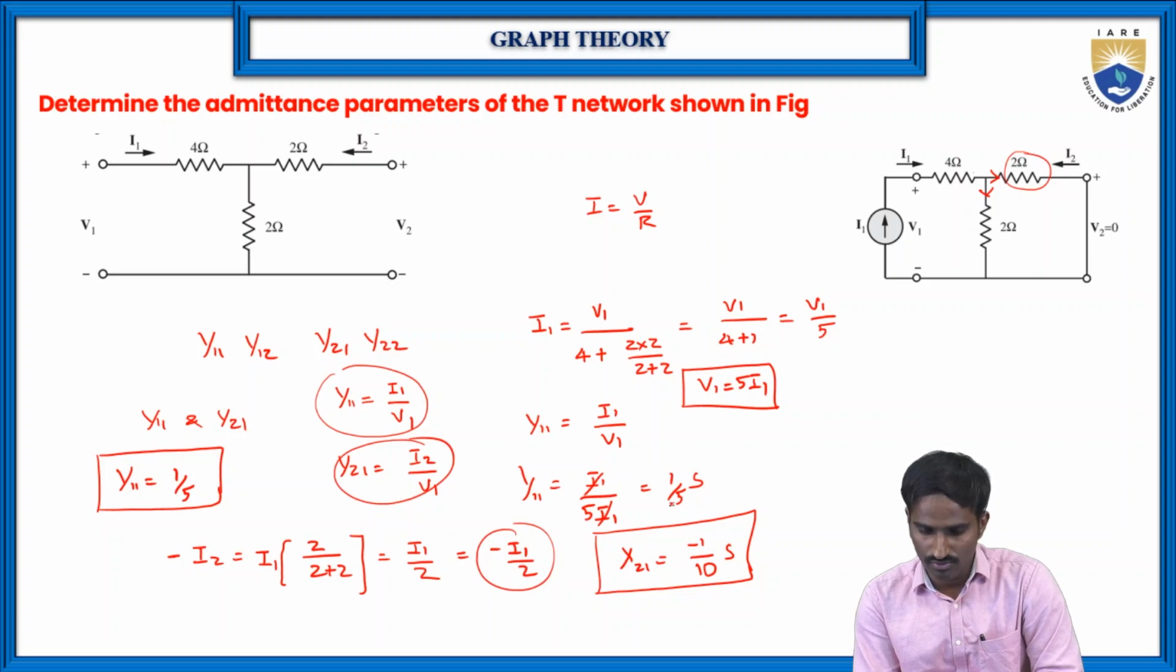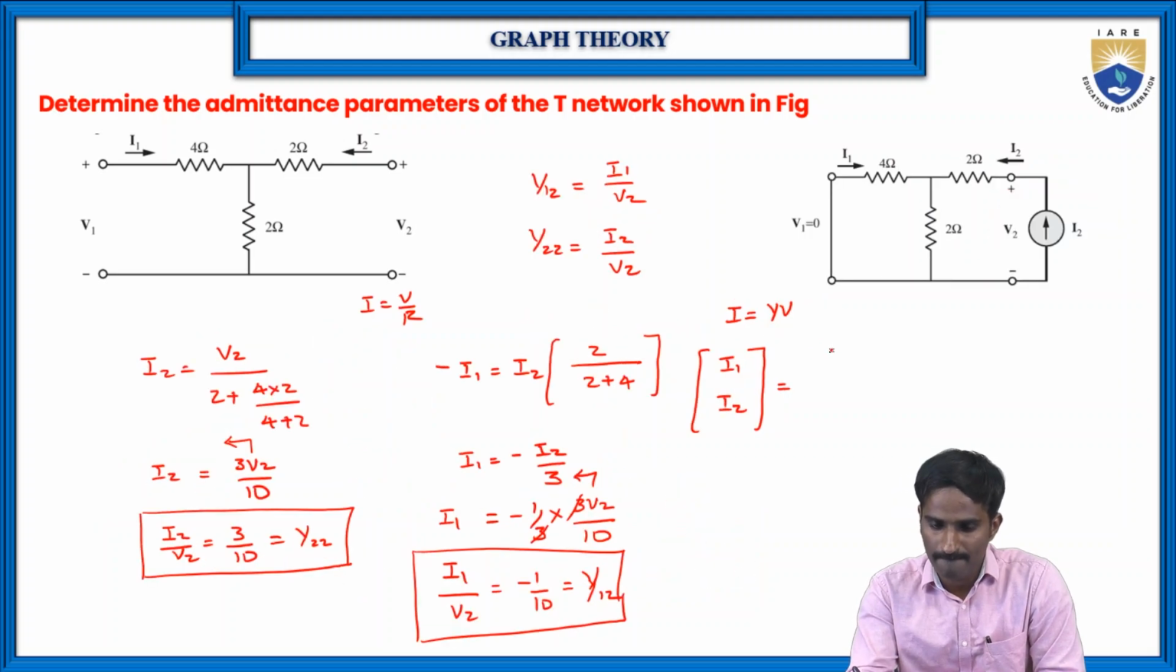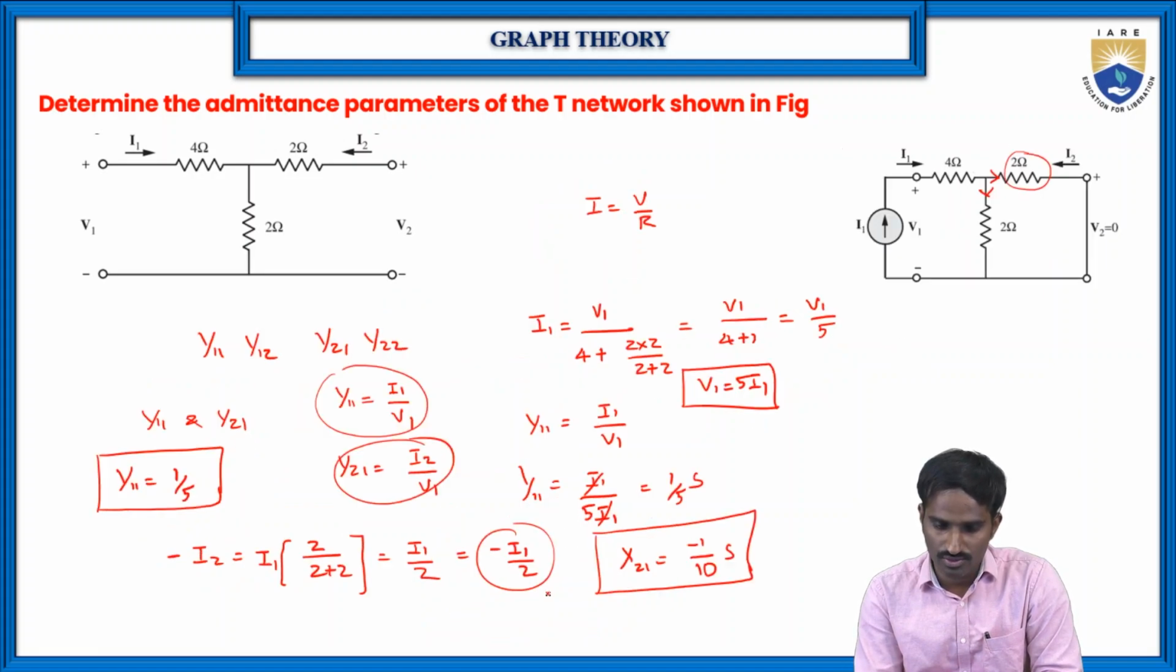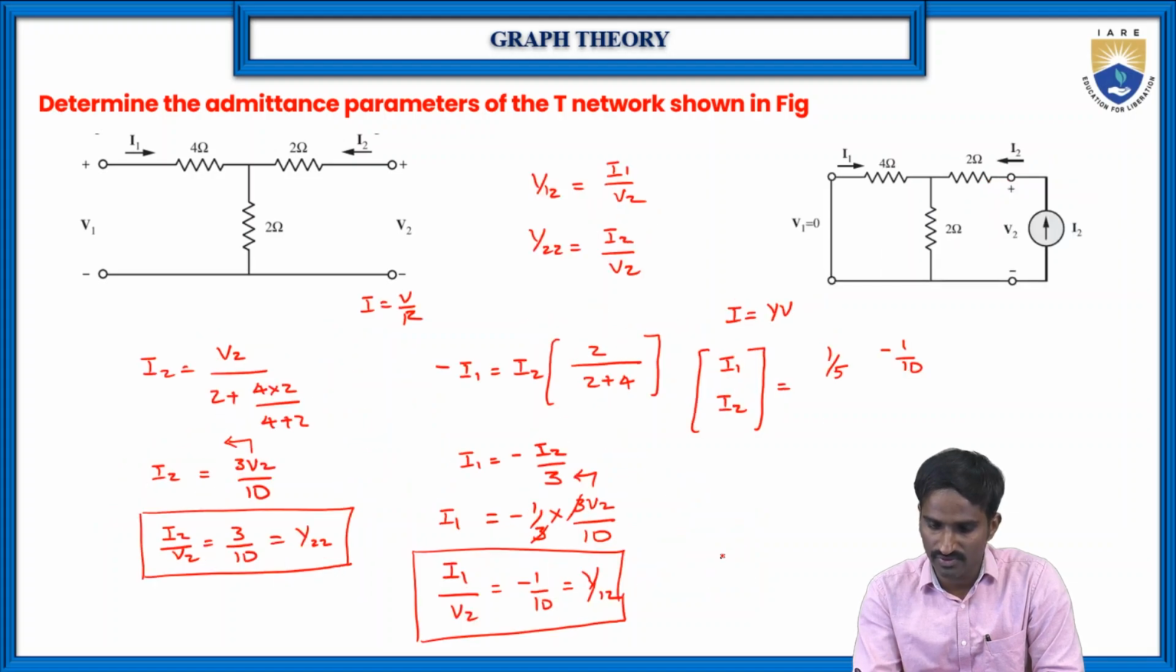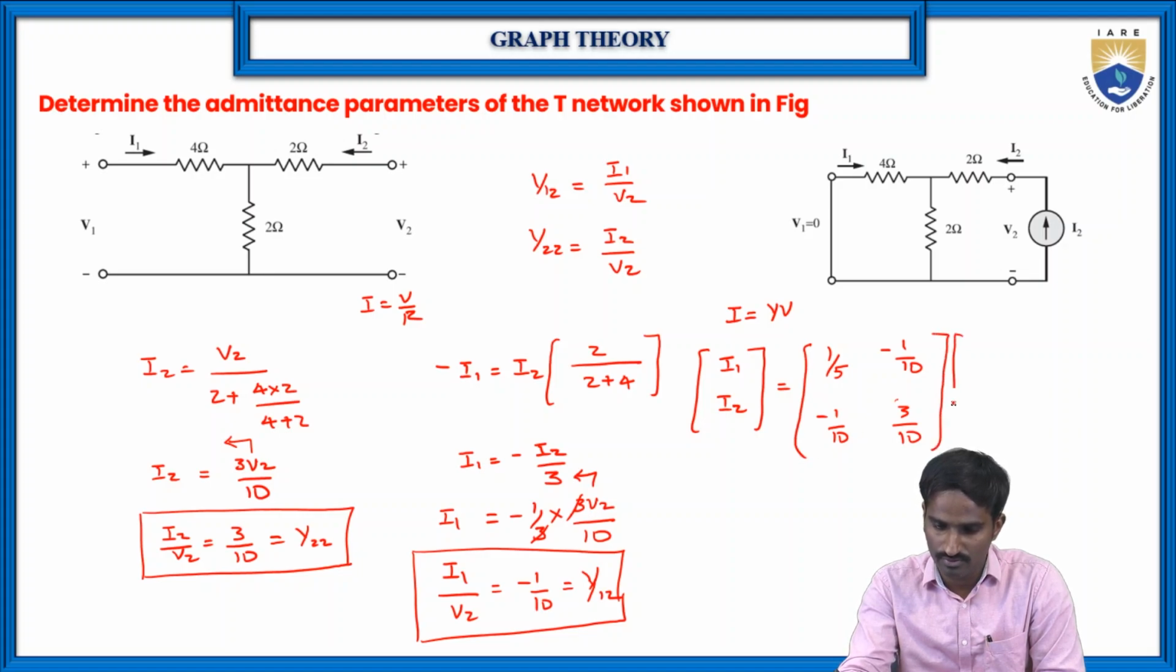Y11 is equal to 1 by 5, and Y12 is equal to minus 1 by 10, and Y21 is also minus 1 by 10. And Y22, what is the value of Y22? Here it is 3 by 10, which is multiplied into V1 and V2.